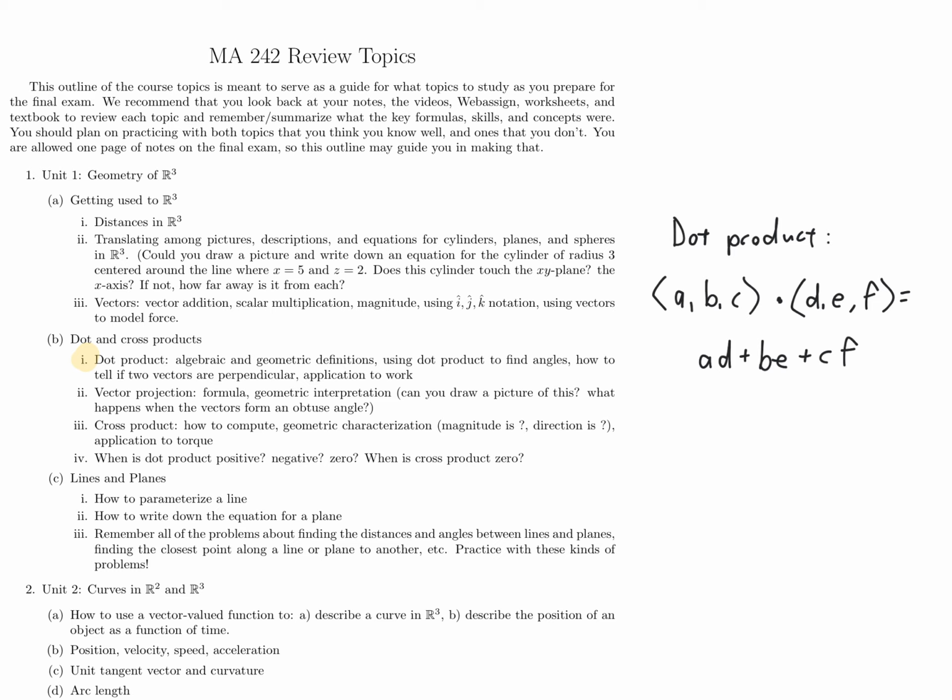But what you might also remember is the geometric definition, which is that v dot w is equal to the magnitude of v times the magnitude of w times cosine of theta, where theta is the angle between v and w.